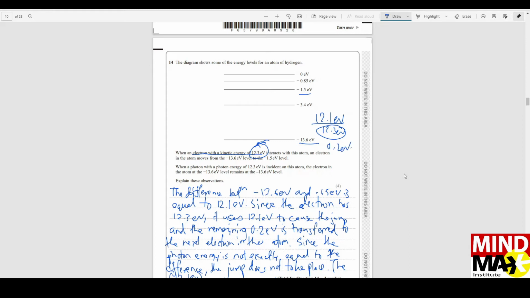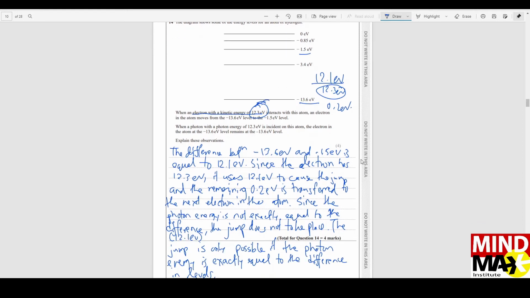That 0.2 electron volt is actually the energy transferred to the next electron. This electron has already transitioned, but the electron which comes next in line in the hydrogen atom, this extra energy has been transmitted to that next electron, which is about to transition next.